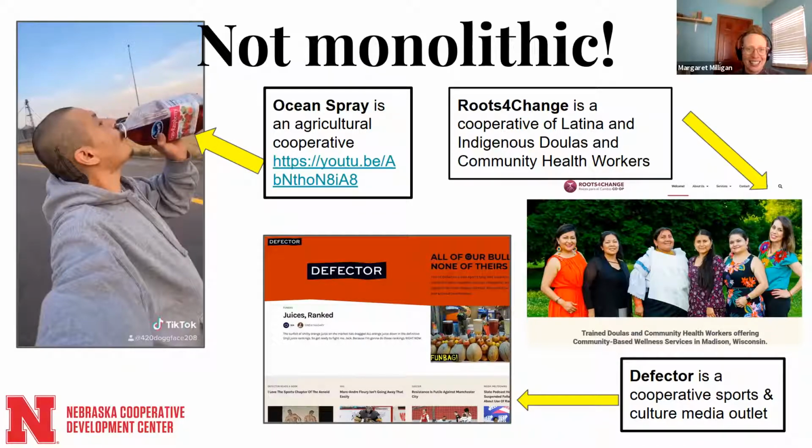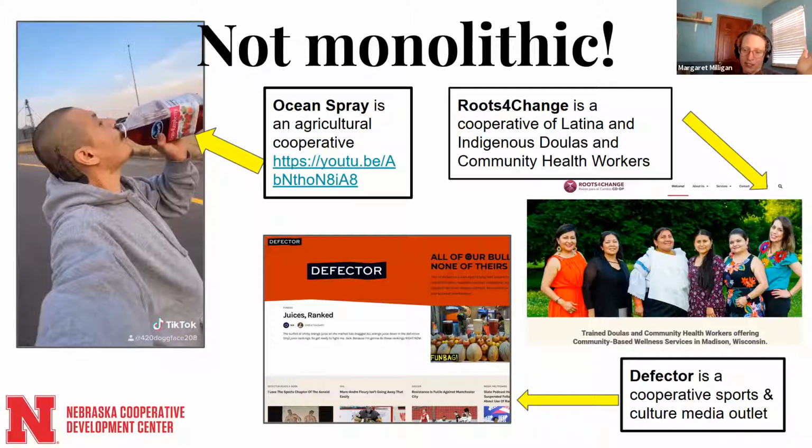Ocean Spray is an agricultural cooperative made up of farmers, and they're national, if not international. You can find Ocean Spray cranberry juice in pretty much every grocery store across the country, and they are a producer cooperative. On the other side of that, there's a cooperative like Roots for Change, which is a cooperative of Latina and Indigenous doulas and healthcare workers who have formed a service cooperative in which they offer community-based healthcare work in Madison, Wisconsin. So they're very hyper local.